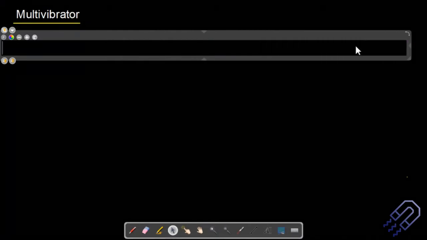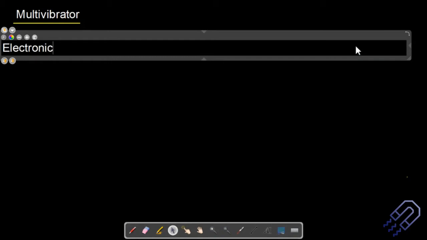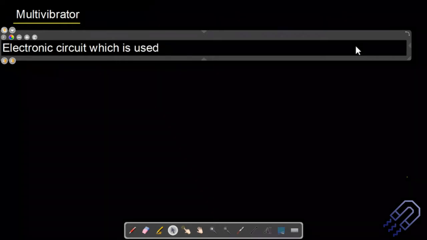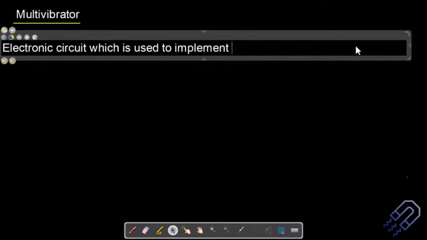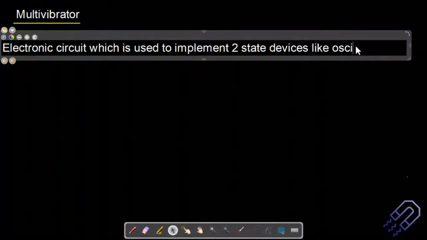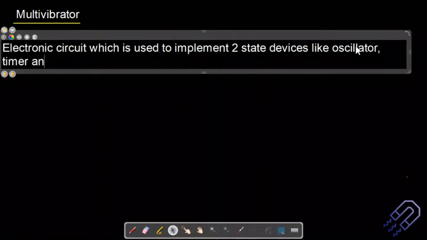It's basically nothing but we are going to devise and make an electronic circuit, and it will actually have those op-amps or transistors. And this multivibrator is basically used to implement two-state devices, and this is what we are going to explain today. Like, let's say an oscillator, timer, and flip flop.